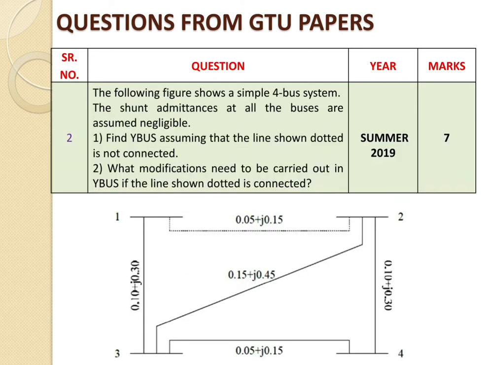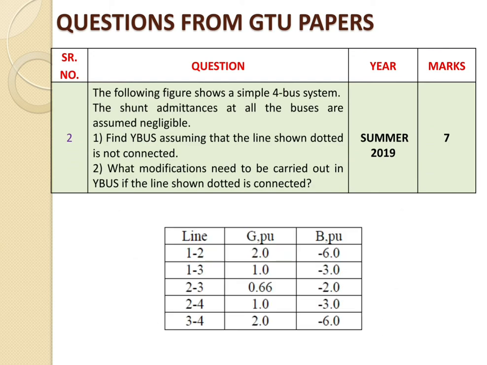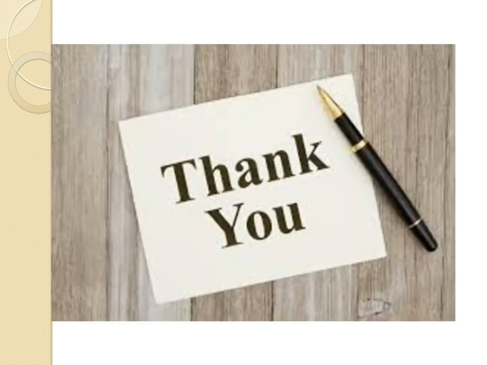Now go for the second question: the following figure shows a simple 4-bus system. This is the example that we have already solved in today's lecture. So this is the solution for this example, which was asked in summer 2019 for 7 marks. This is the value of conductance and susceptance that is given over here.